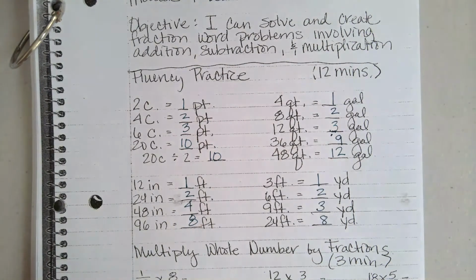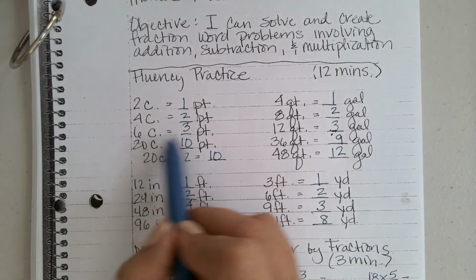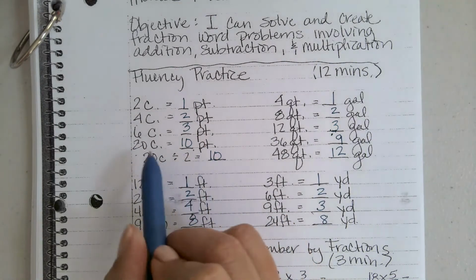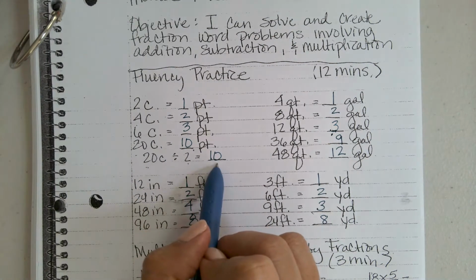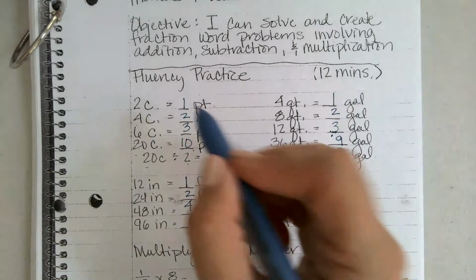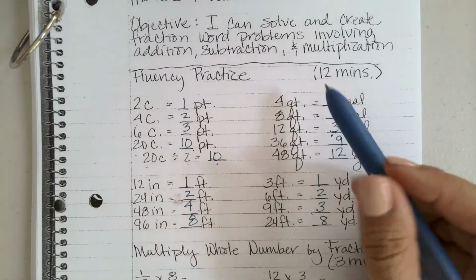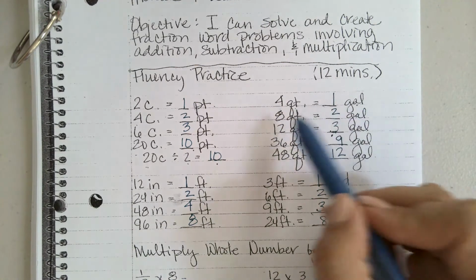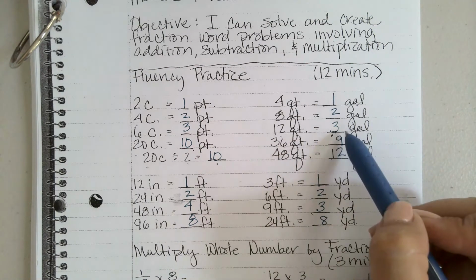All right, so how did you do? 2 cups, 1 pint, 4 cups, 2 pints, 6 cups, 3 pints, 20 cups, 10 pints. So 20 cups divided by 2 is 10, right? That's how we were doing it. Our divisor was 2. Then we have 4 divided by 4 is 1, 8 divided by 4 is 2, 12 divided by 4 is 3.